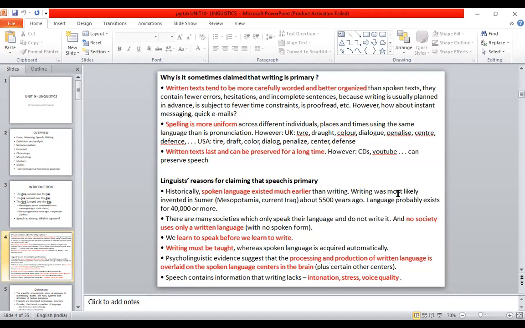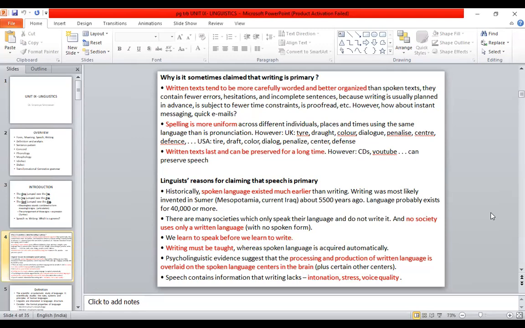Okay, processing and production of written language is overlaid on the spoken language, which centers the brain. So that's very important. So psycholinguistics evidence itself, the very field of psycholinguistics, we'll talk about psycholinguistics much later. It is the field of linguistics which tries to analyze the connection between language and human psychology. Okay, so how are they related? So that says that spoken language centers in the brain. That's what they say. Then speech contains information that writing lacks.